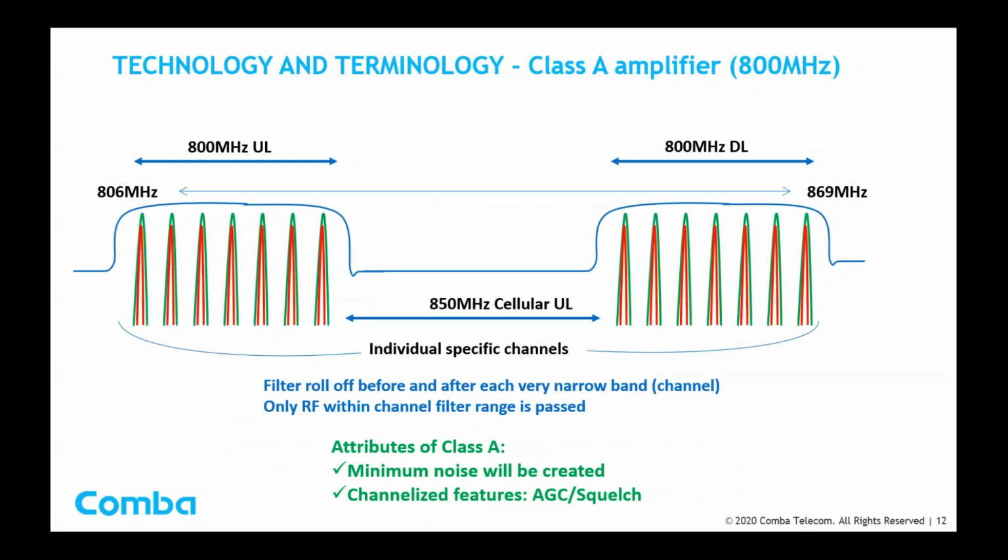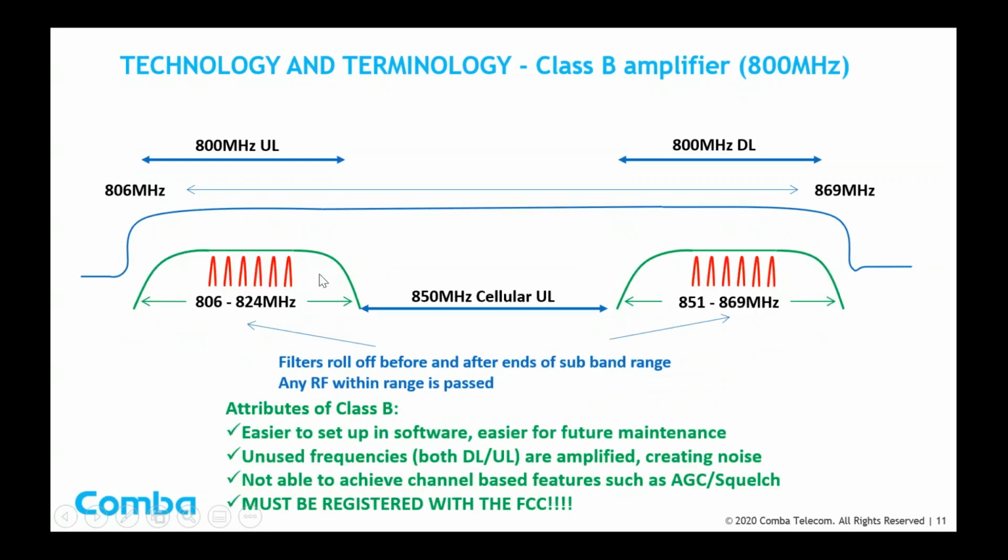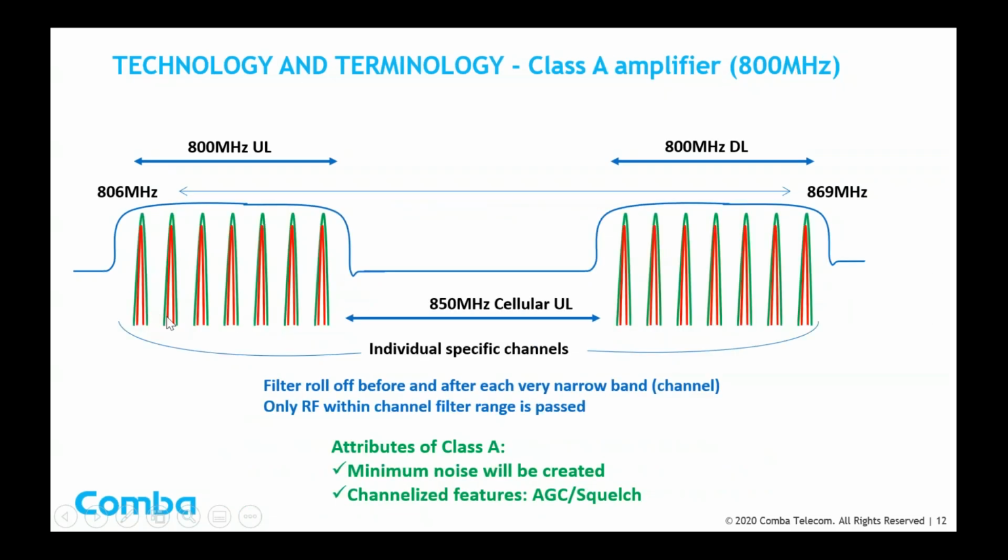This next slide now shows a Class A amplifier. So note the similarities. We've got the same bunch of uplink channels for public safety, the same bunch of downlink. We have the same 850 meg cellular uplink in between. But now, instead of putting in a filter that covers all of these, note, again, the red spike indicates the desired channels. The green around those indicates the individual filters that we've put around each of the specific channels. So let me jump back. Again, with Class B, we had one big filter that covers all of them. With Class A, each desired channel has its own individual filter.